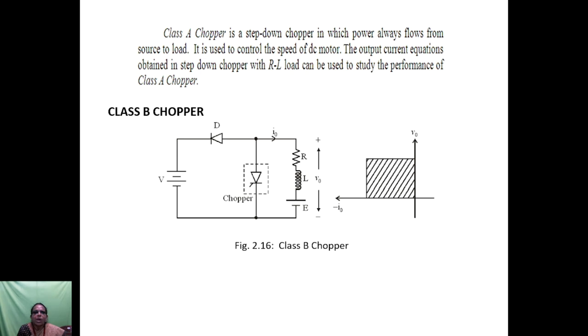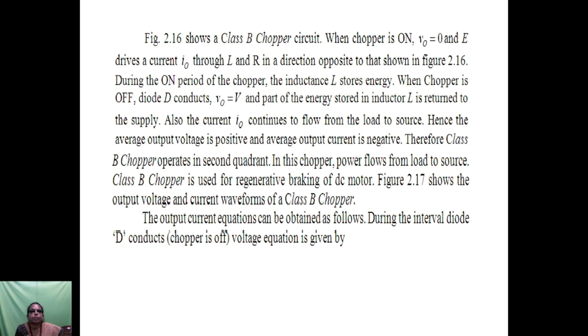Here, when the chopper is in the on state, the current passes through this path. The current will be negative, but the voltage will be positive, so the output voltage will be V0. When the chopper is in the off state, the freewheeling diode D will be working. The current flows from load to source, so the current will be negative. So the class B chopper operates in the second quadrant, with power flow from load to source. Class B chopper is used for regenerative braking of the DC motor.